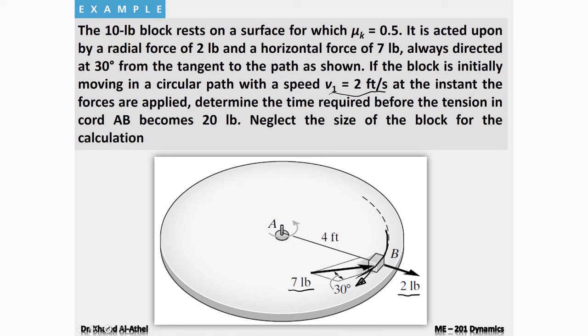So I can do Newton's second law in this case, and I can do summation of forces. And let's say if this is the normal direction, and this is the tangent direction, normal and tangent, so I can do summation. If this is positive, summation of forces in normal should equal m a_n.